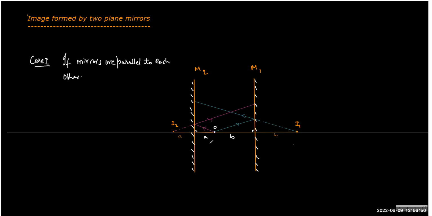So the O is the real object. You got the image A and B. Now this point I1 is acting as a virtual object for the, not virtual, in fact I would say I1 is the real object for the mirror M2. Can you see that? Because if M2 will trace back, it will get I1, isn't it?